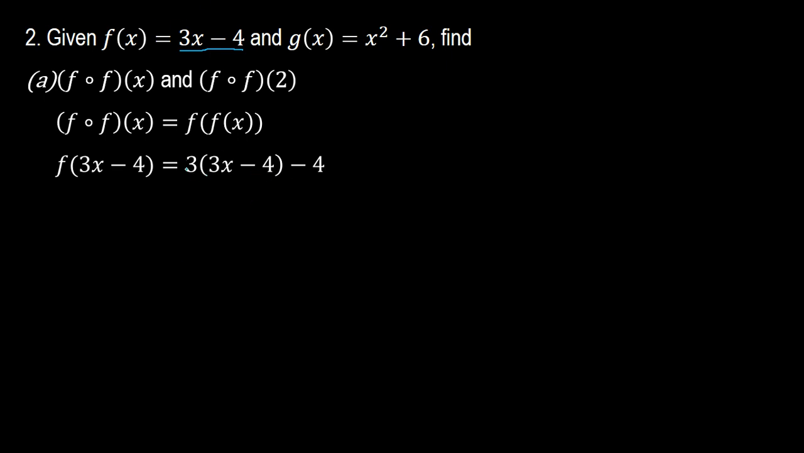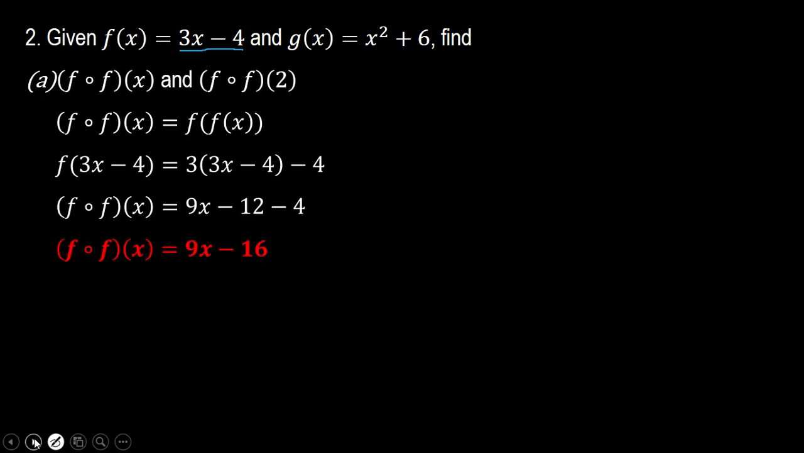And then if we're going to simplify that, 3 times 3x, that's 9x. 3 times negative 4 is negative 12. So therefore, f of f of x is equal to 9x minus 16.